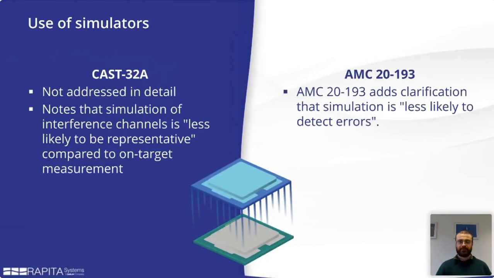Now, moving on, the next modification that has appeared in AMC 2193 is looking at the use of simulators to simulate the behavior of multi-core processors. CAST-32A didn't necessarily address simulation in a huge amount of detail, but it does note that simulation of interference channels is less likely to be representative compared to on-target measurement. So there was already some encouragement that on-target measurement is viewed as superior to doing some simulation. However, AMC 2193 has added to this, and there is now a clarification that simulation is also less likely to detect errors. And I guess this is a hint that a qualifiable simulator for a complex multi-core processor may actually not be possible.